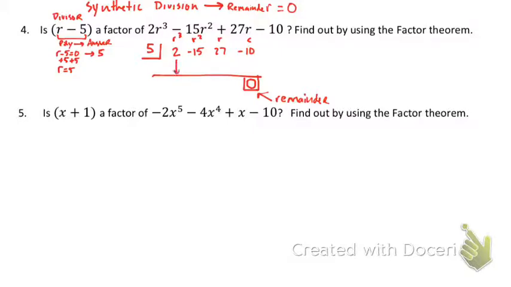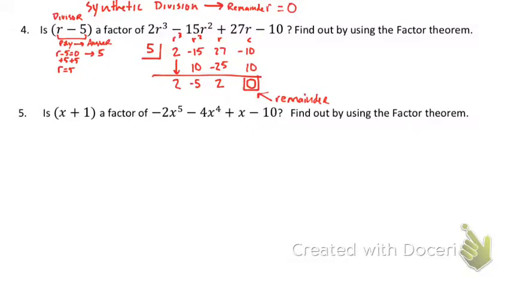Bring down the 2. Below the line gets multiplied with our divisor in answer form. 5 times 2, 10. -15 and 10, that's -5. We're just adding and subtracting there, depending on sign. 5 times negative 5, negative 25. 27 and negative 25, that's positive 2. 5 times 2 is 10. Negative 10 and positive 10, 0.